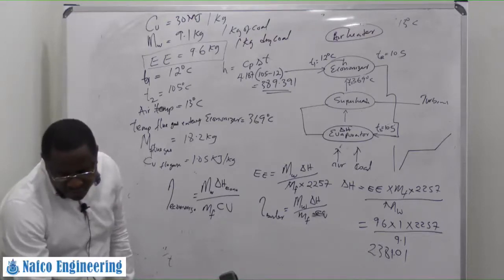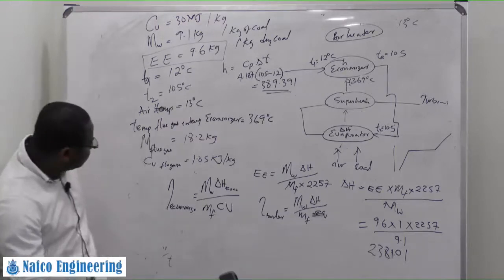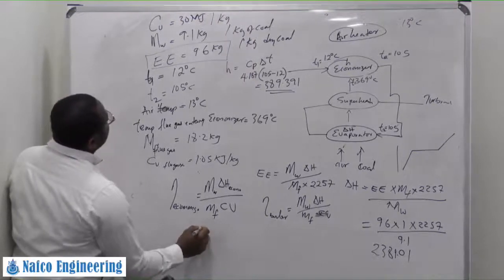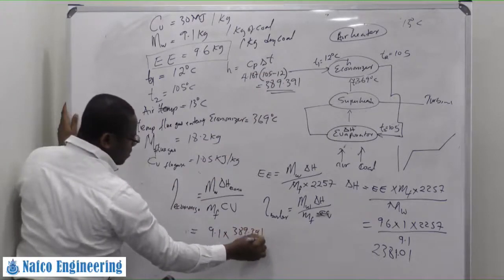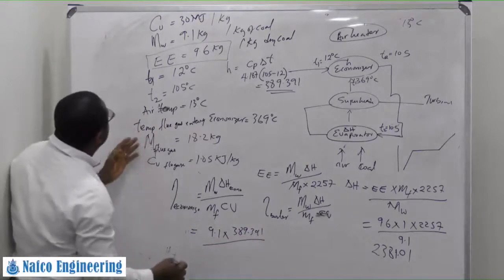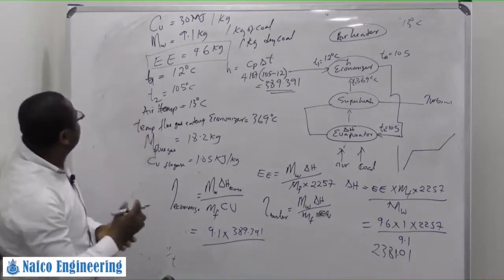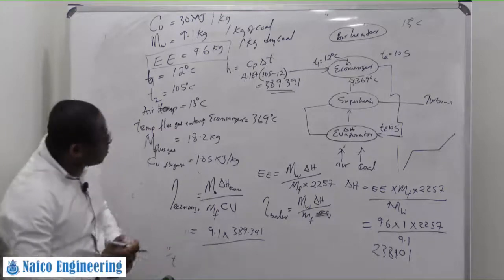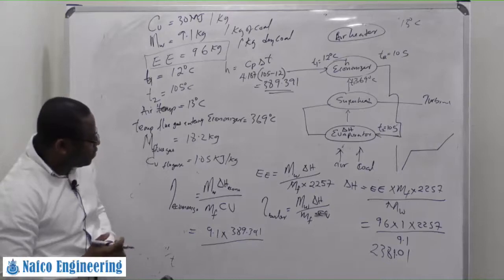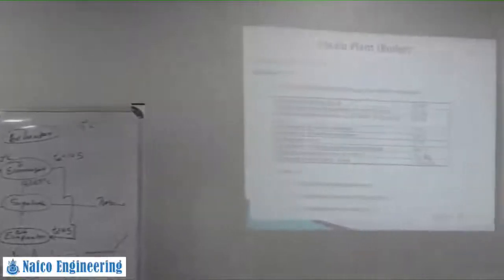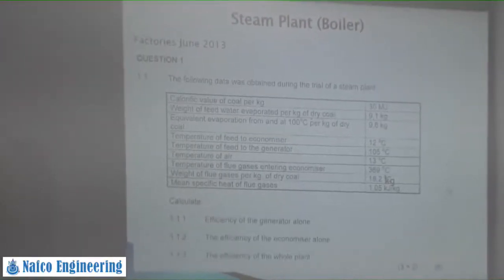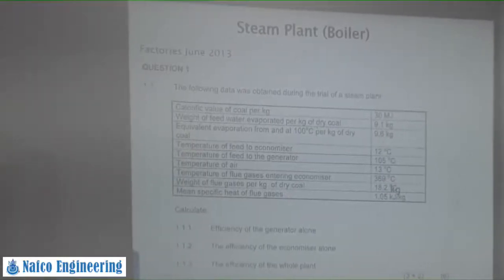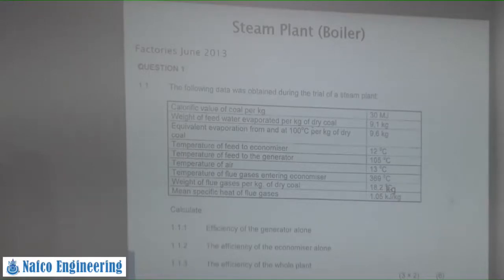So we have that to be the M of the water, 9.1, by what we calculated here, delta H, 389.391, divided by the M of the MF. What is it given? Is it given to us? What's the M of the fuel? Or is it the M of the flue gas? They give you the mass of the flue gas, and they give you the temperature.